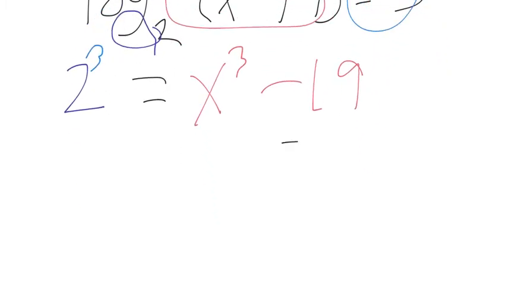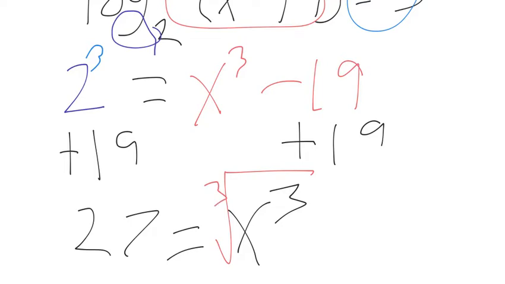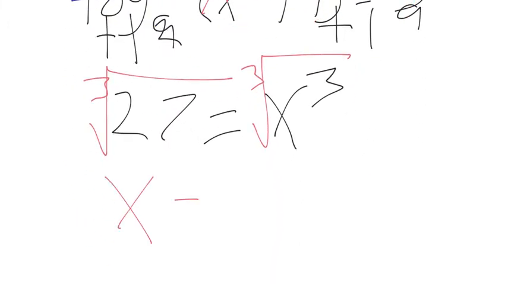Now to solve for x, we add 19 to both sides. Remember, 2 to the 3rd is 8, plus 19 gives you 27. 27 equals x to the 3rd. Since we have x to the 3rd, we take the cubed root of both sides. The cubed root of positive 27 would be positive 3.